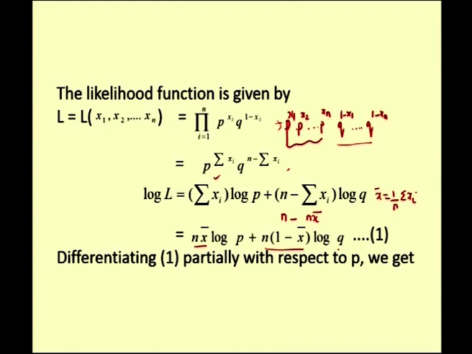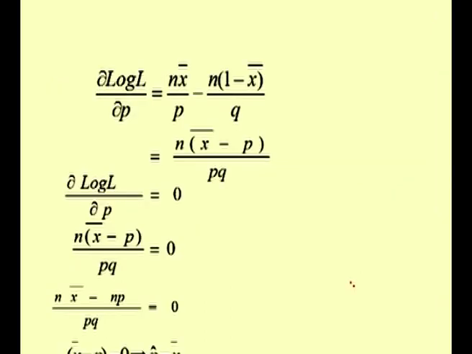So the first procedure in MLE is that you have to differentiate the given function with respect to the parameter. So here the parameter is p, therefore we are going to differentiate with respect to p. So when you differentiate, you will have n x bar by p minus n into 1 minus x bar by q. Now you take the LCM, here it is pq, numerator is nothing but n x bar into q minus n into 1 minus x bar into p.